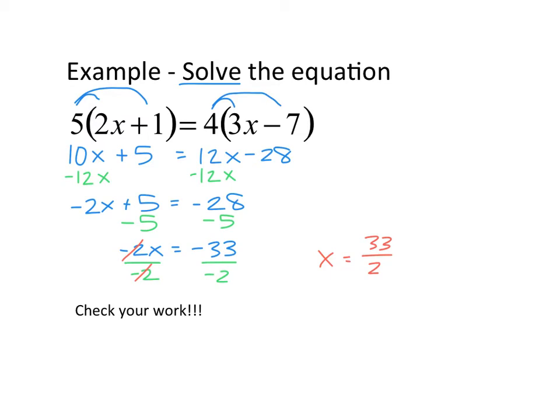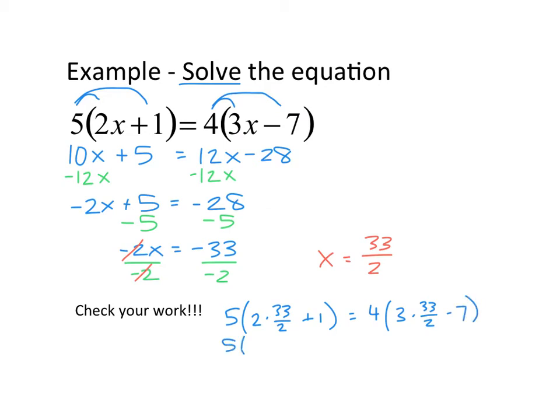Okay? So what would checking our work look like here? Well, checking our work again isn't just doing the problem over again. Checking our work here is substituting this into the equation and making sure it is in fact true. So if we take this 33 over 2 and we substitute it into the equation, hopefully the result here is that both of these sides are equal. So let's go ahead and do that work.